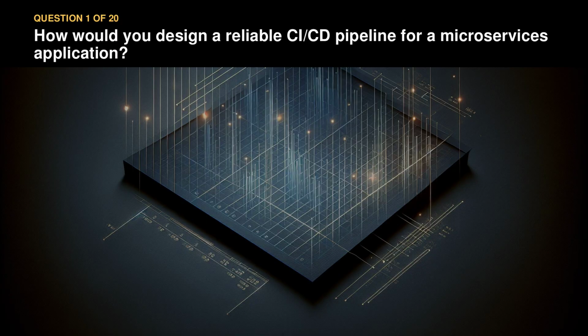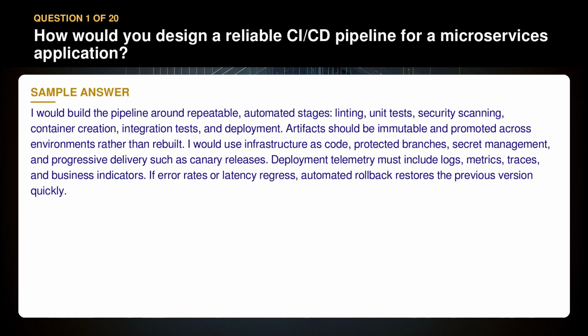Question 1. How would you design a reliable CI/CD pipeline for a microservices application? I would build the pipeline around repeatable, automated stages: linting, unit tests, security scanning, container creation, integration tests, and deployment. Artifacts should be immutable and promoted across environments rather than rebuilt. I would use infrastructure as code, protected branches, secret management, and progressive delivery such as canary releases.